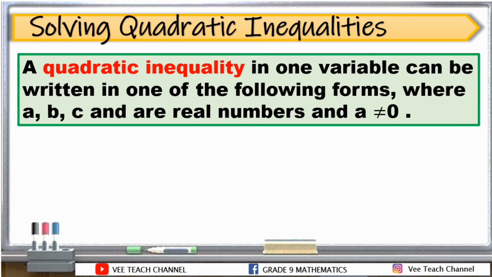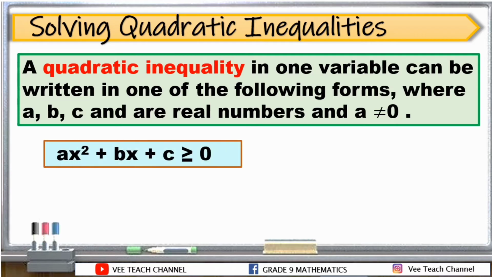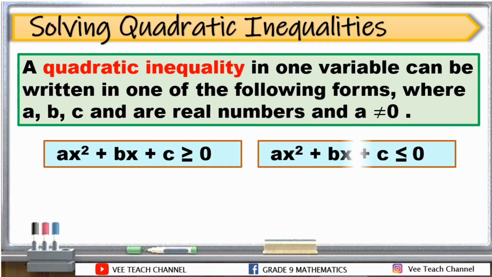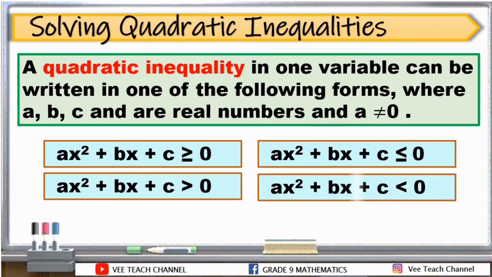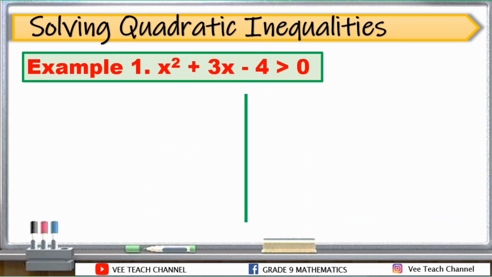A quadratic inequality in one variable can be written in one of the following forms, where a, b, and c are real numbers and a should not be equal to 0. Ax squared plus bx plus c is greater than or equal to 0. Ayan, pwede rin namang less than or equal to, greater than, or less than din. And let's solve our quadratic inequalities.